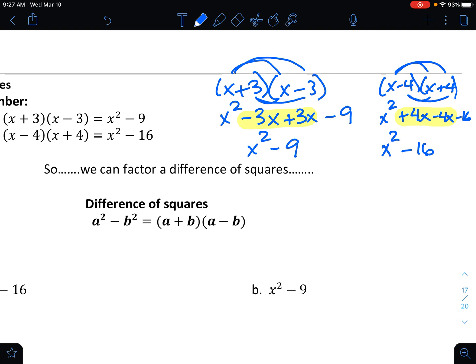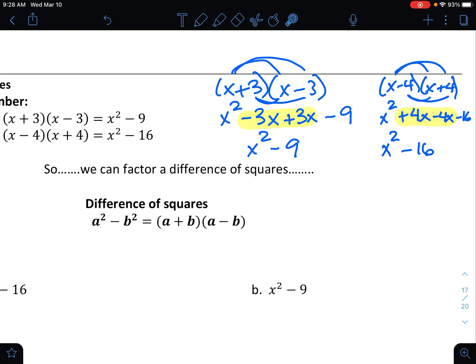I want you to see that the format of the problem here, these factors are almost identical except one says plus the number, the other says minus. Same thing over here, minus 4 plus 4. So notice what happens every time. You get these factors that combine to add up to 0, and we end up with x squared minus 9. This is called a difference of squares.